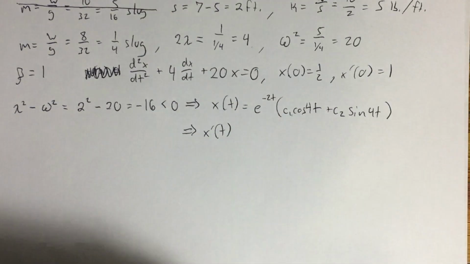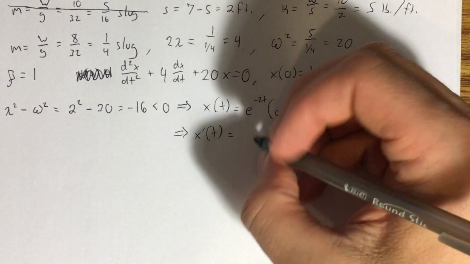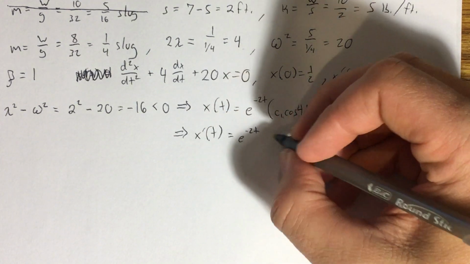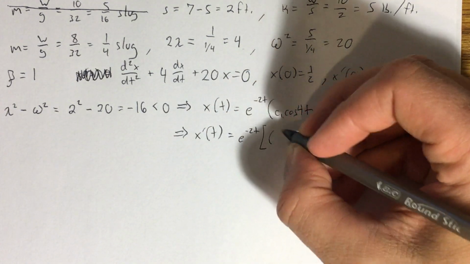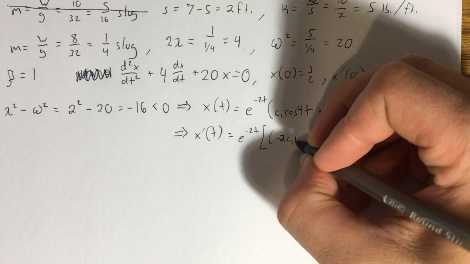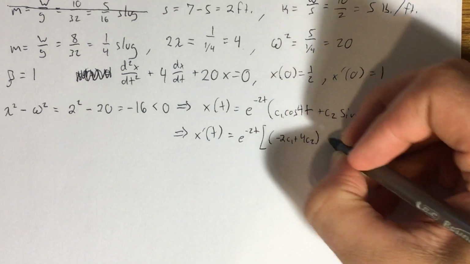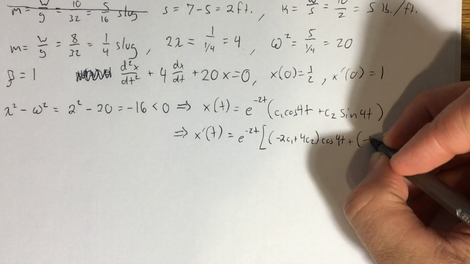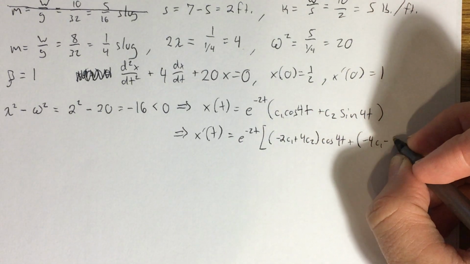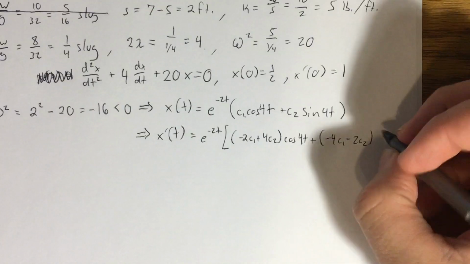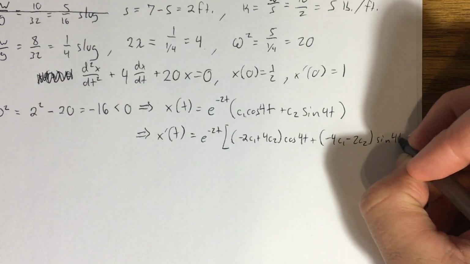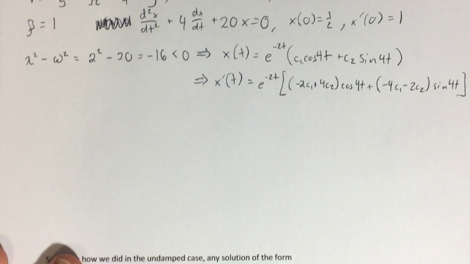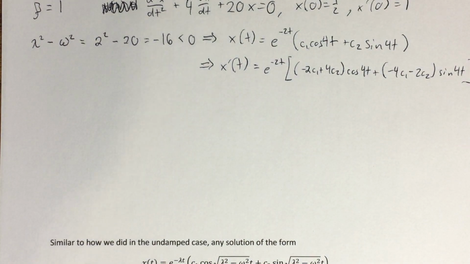If you find x prime of t and then simplify, I'm going to jump to the simplified version to save some time and space here. e to the negative 2t times negative 2c1 plus 4c2 cosine of 4t plus negative 4c1 minus 2c2 sine of 4t. Okay? I worked that out ahead of time. You can verify that if you want.